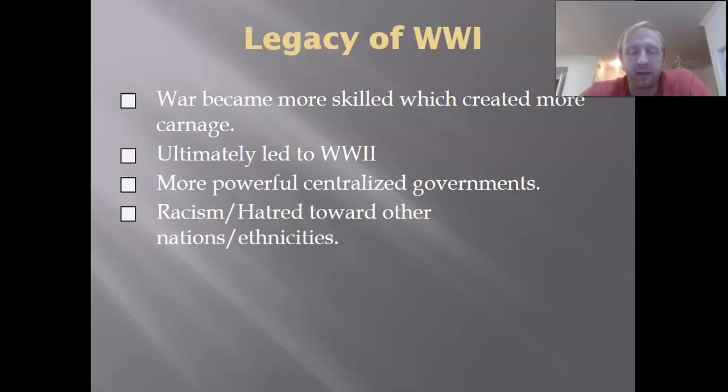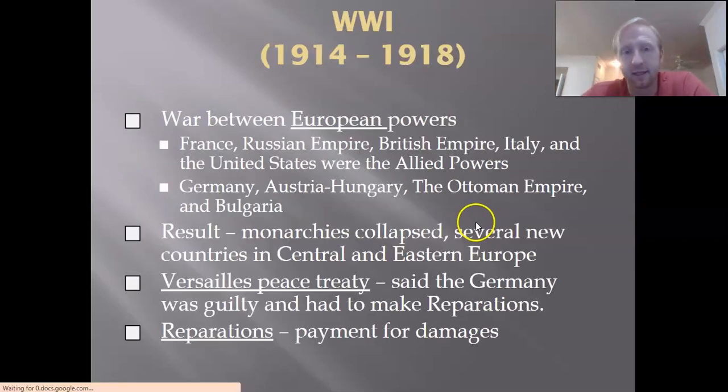This ultimately leads to World War II because the German people felt trapped and they're like, we don't know what to do. We're just going to put all our faith in this one crazy lunatic with a funny mustache and hope that works. And that's what they did. And it led to World War II. A more powerful centralized government, racism, hatred towards nations and ethnicities, all that stuff.